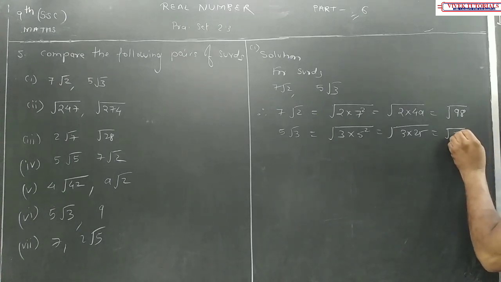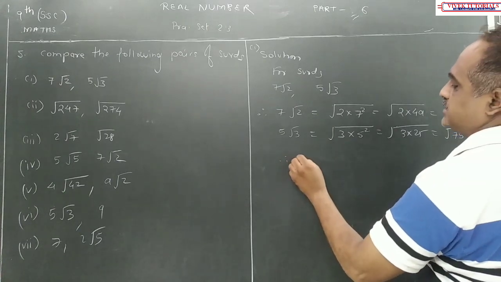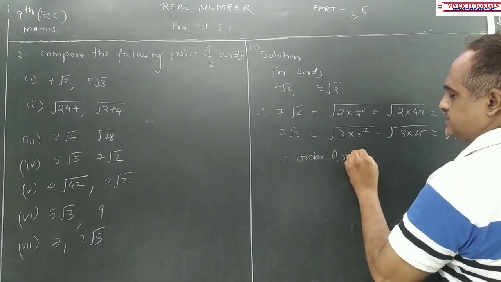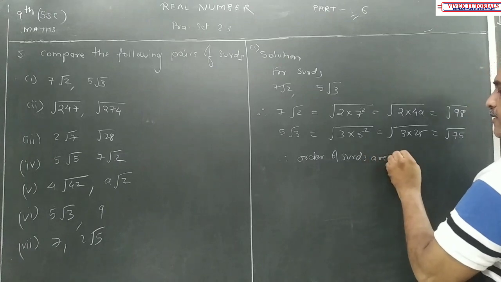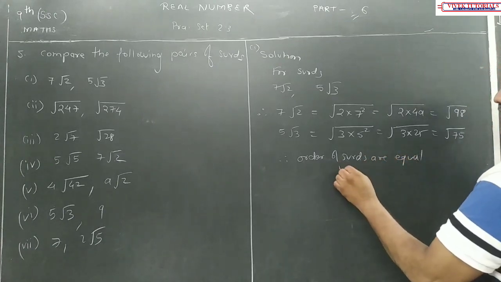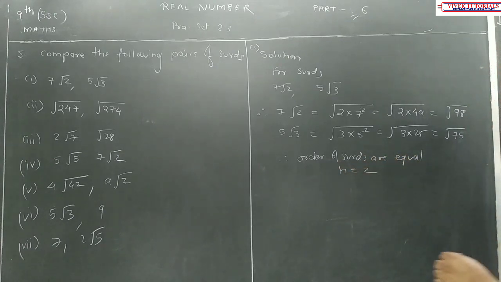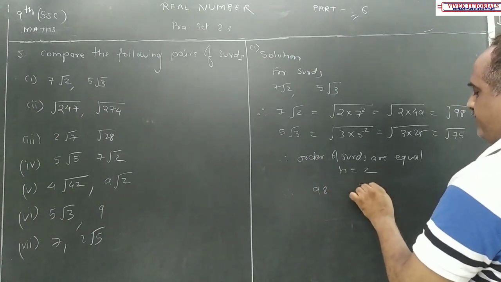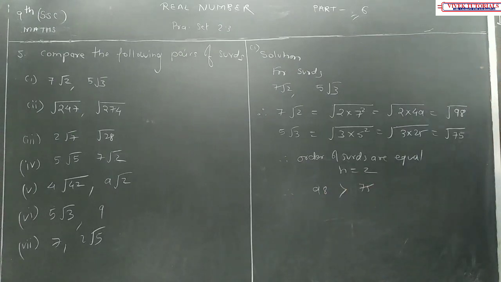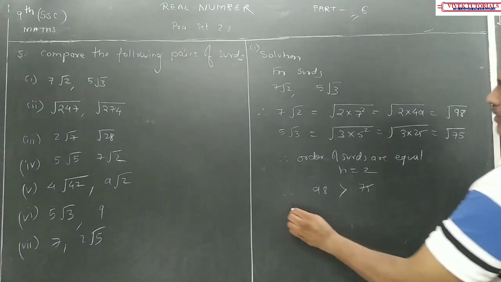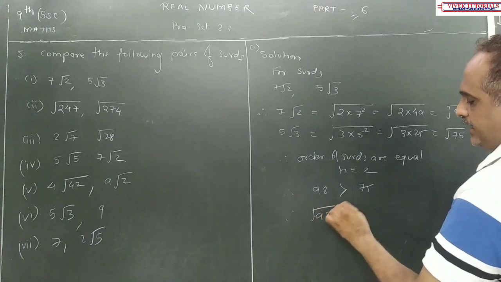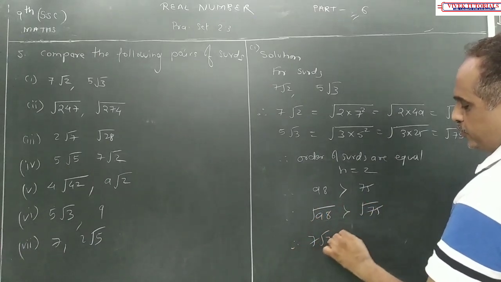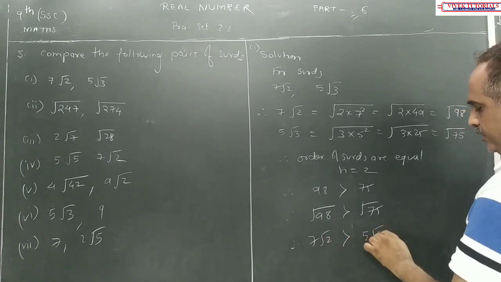Now, order of surds are equal. That is n is equal to 2 only. And radicands are 98 and 75. Which one is greater? 98 is greater. Therefore, I can write down root 98 is greater than root 75. That indicates 7 root 2 is greater than 5 root 3.